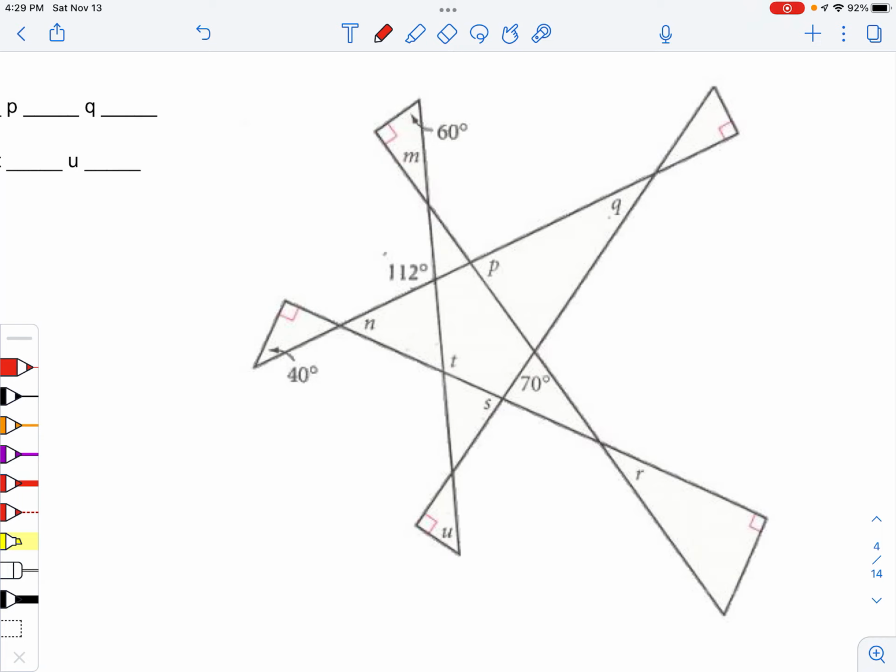So the strategy with problems like this is just start figuring stuff out. So look for things you know. I'm going to be looking for vertical angles. I'm going to be looking for linear pairs. I'm going to be looking for triangles where I know two of the three angles so I can easily find the third. So let's get going here and see what happens.